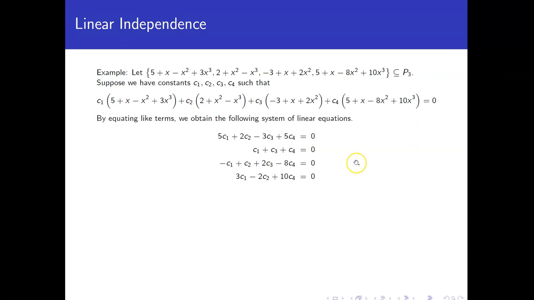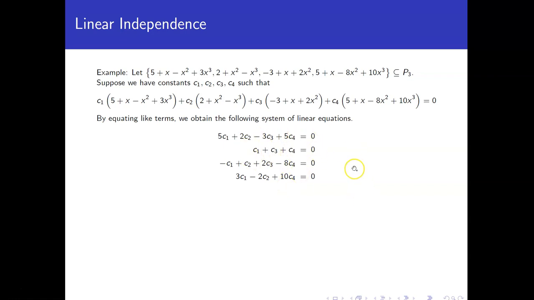Equating your constant terms, you get a 5c1, a 2c2, a minus c3, a 3c3, and a plus 5c4. When we add those together, we have to get 0. Likewise, the second equation comes from equating x terms, the coefficients on the x terms. The third equation is coming from equating the coefficients on the x squared terms. And the last equation is from equating coefficients on the x cubed terms.